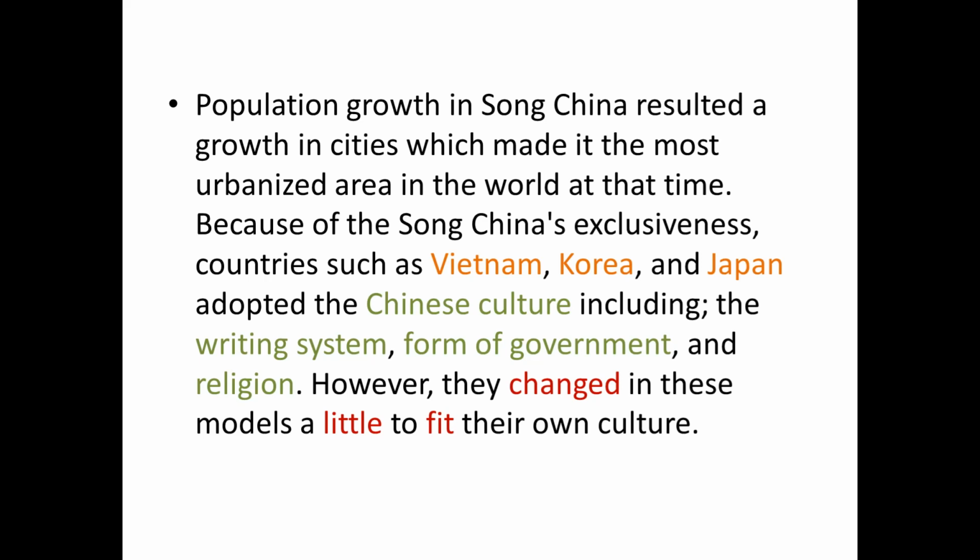And also they took the form of government. Do you remember when we talked about Han and Confucius and how they formed the government, and how Wu Zetian reformed the Confucian or the Han governmental system? Yes, Vietnam, Korea, and Japan took the form of government and they took religion. They had many religions, and one of the religions that they took from China, that China already took from India, was Buddhism.